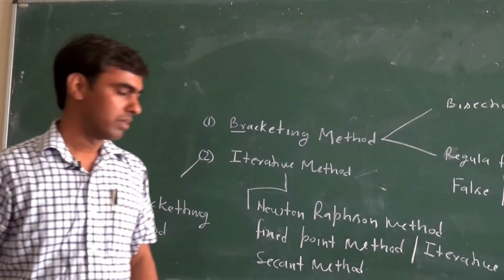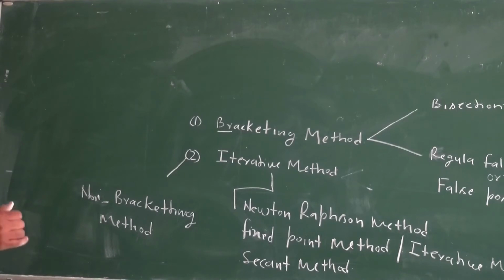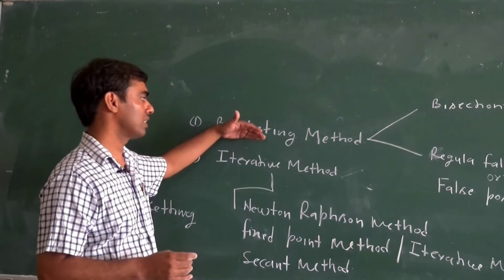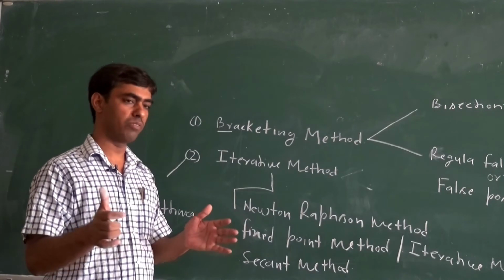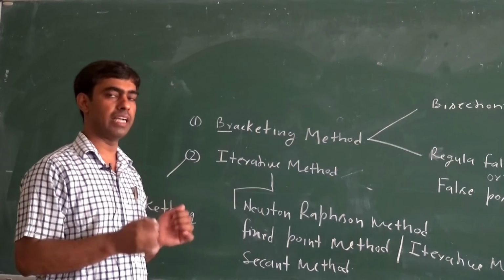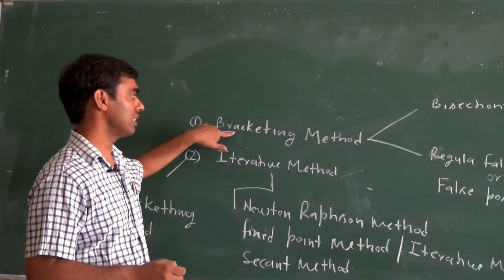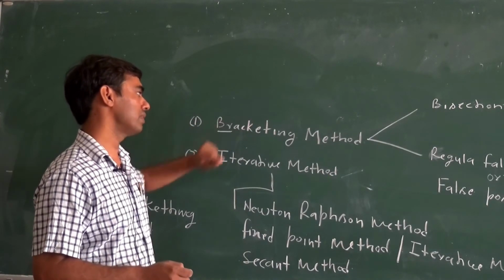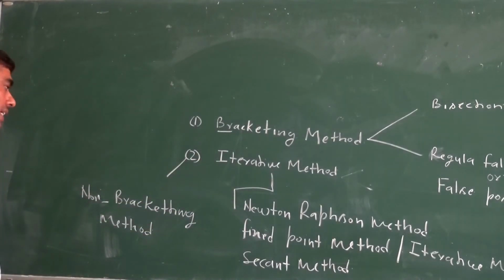Now, what is the meaning of a bracket? Bracket means we try to find a lower bound and an upper bound. This is also a searching method, where we confine our search between two points A and B. If we find such points A and B in which the root lies, then such a method is called a bracketing method. Otherwise, the method is called an iterative method.